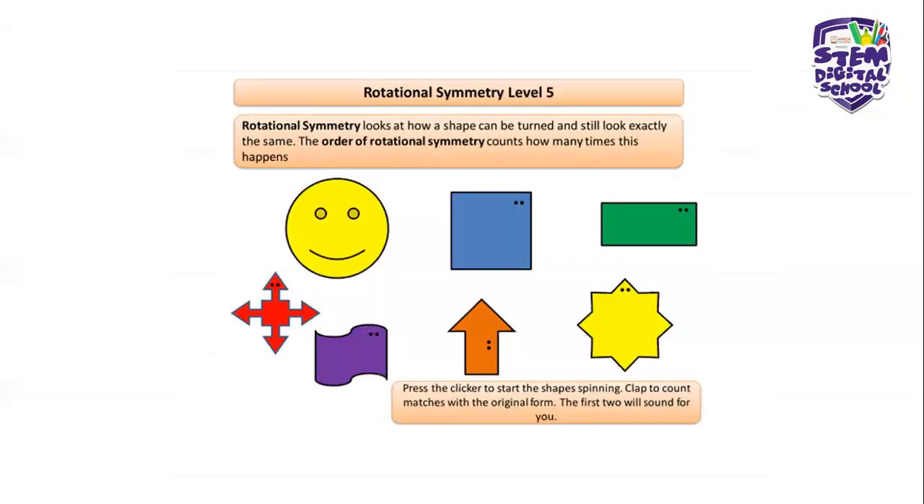And of course, if you look at this, we can tell that rotational symmetry, you look at how a shape can be turned and still look exactly the same. So the order of rotational symmetry counts how many times this happens. So you have got about 6, in fact 7 different figures there, which I want you to draw on a Cartesian plane. So meaning that if you look at the first figure there, the yellow one, you need to draw it on the Cartesian plane.